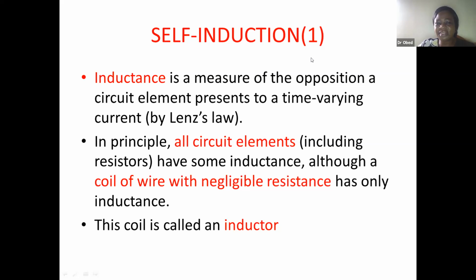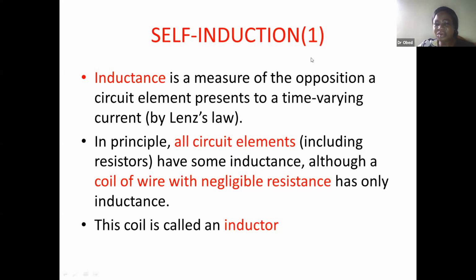What is inductance? Inductance is a measure of the opposition a circuit element presents to a time-varying current. And this is by Lenz's law. We discussed Lenz's law about a week or two ago. And what is a circuit element? What is an example of a circuit element? A resistor is an example.